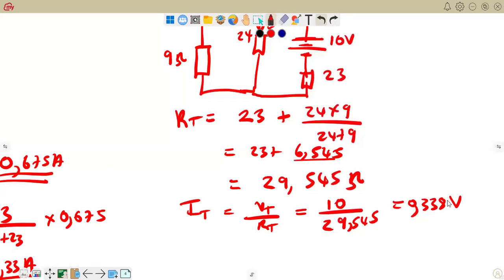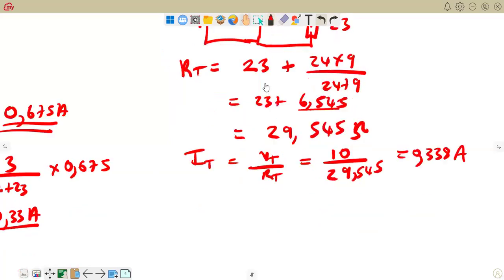There we are. Right, so we have our total current. Now that we have it, it means it's possible now to calculate the current through the 24 ohm resistor. Apparently, that's our load resistor. So I can now safely use the current divider rule again.